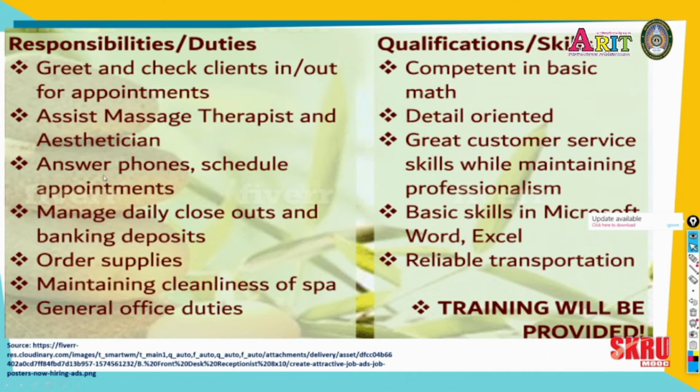Answer phones, schedule appointments. Now, if you're answering phones and scheduling things, you have to be organized. So we want to make sure we show a history of being organized and coordinated in our CV. Manage daily closeouts and banking deposits. So you need to be responsible, trustworthy, and good with money and counting. Order supplies. Again, we want to be organised. And maintaining cleanliness of spa, general office duties.